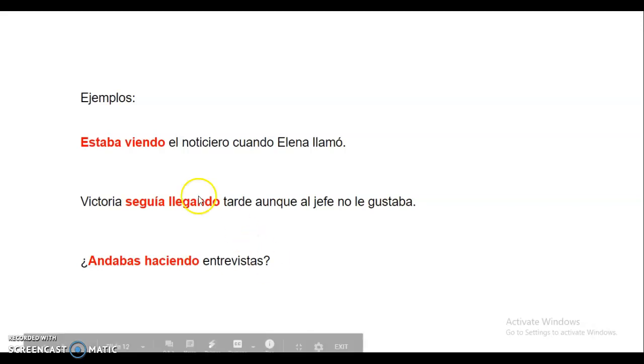Let me give you some examples. Estaba viendo el noticiero cuando Elena llamó. So these sentences now have become a little bit longer. Why? Because I was watching the news. Typically you want to say when you called me, or when she called me, or when I got interrupted by my mother. Okay, same thing with this second one. Victoria seguía llegando tarde, aunque al jefe no le gustaba. So Victoria was still arriving late to work, even though her boss was not very happy. And then the last one, it's ¿andabas haciendo entrevistas? Were you going around interviewing or making interviews?